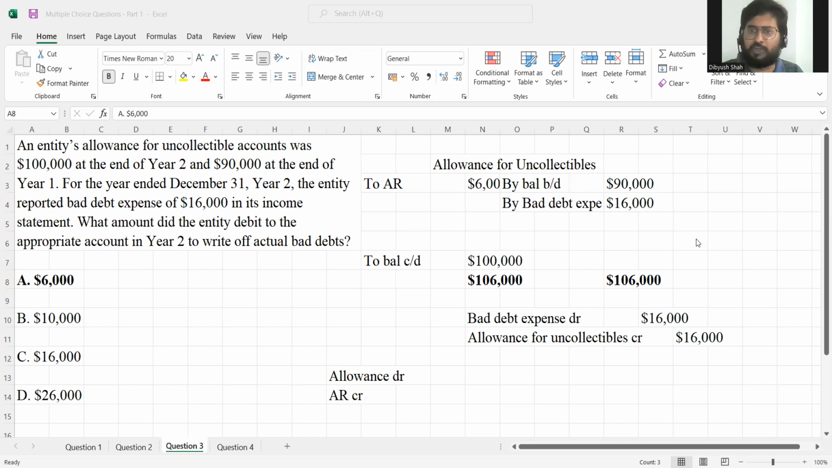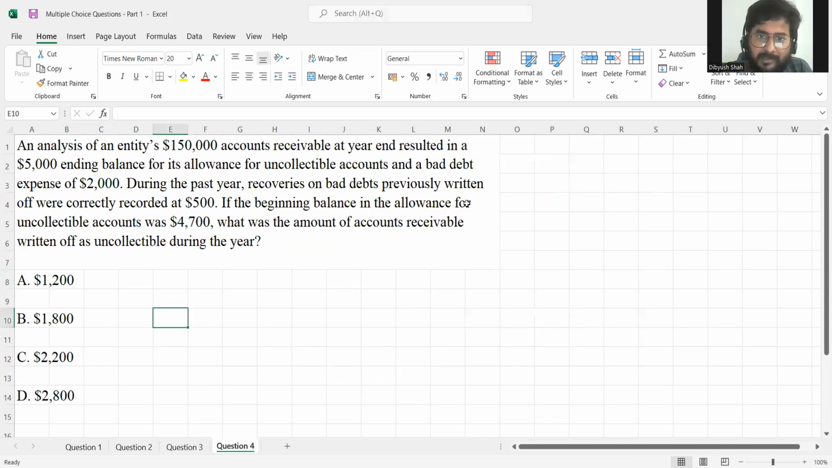So it should be posted on the credit side. And the only entry missing was write-off, which is what they are asking. So allowance debit, AR credit, that should be the missing entry. So the balancing figure is 6,000. Question solved. Next question, and this will be the last for this session.